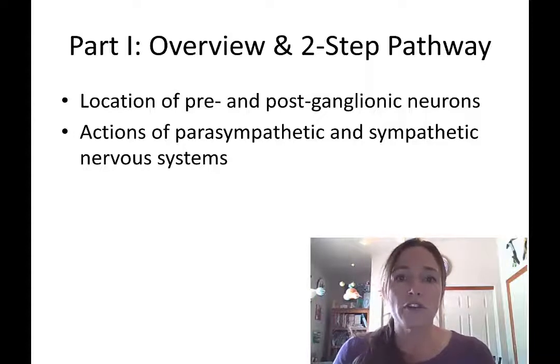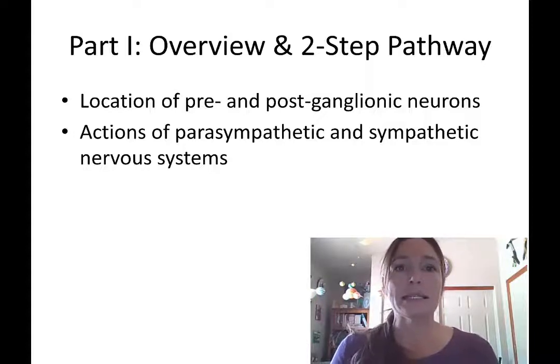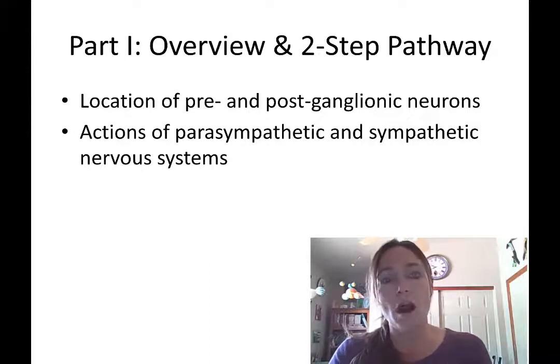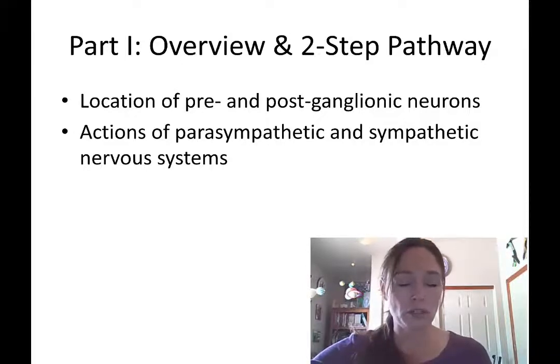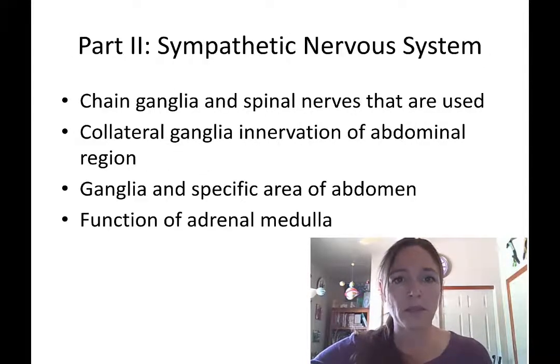So what you should know from the 2-step pathway is that your preganglionic neuron will go off of the spinal cord. The ganglia is the location where it's going to synapse onto a postganglionic neuron that's going to take it all the way to the actual organ.